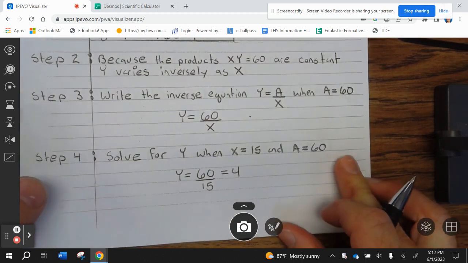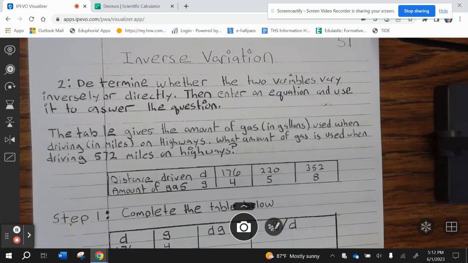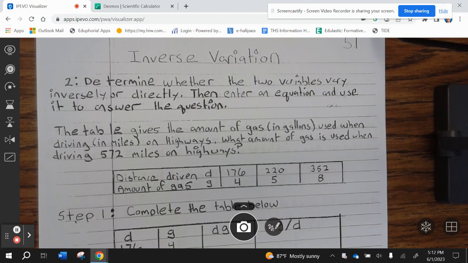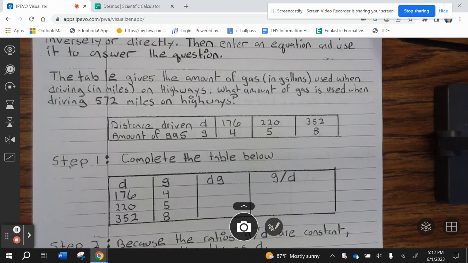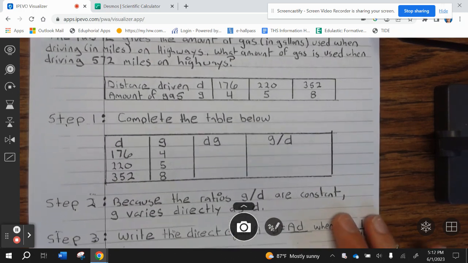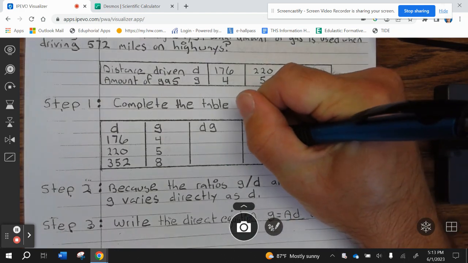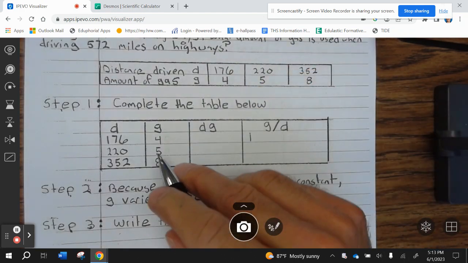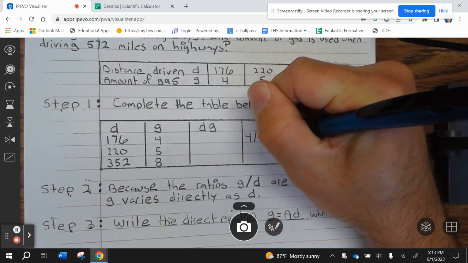All right, let's take a look at the next example. Example 2, determine whether the two variables vary inversely or directly, then enter an equation and use it to answer the question. The table gives the amount of gas in gallons used when driving in miles on highways. What amount of gas is used when driving 572 miles on highways? Step 1, complete the table below. Okay, so we're going to do G divided by D. So 4 divided by 176.